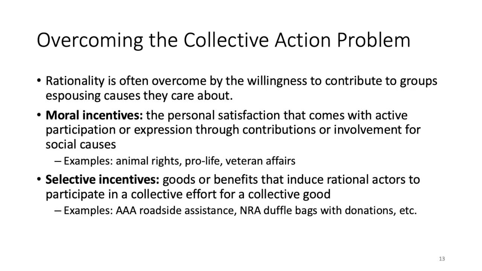Okay. Another way that groups get people to overcome the collective action problem is through selective incentives. So these are goods or benefits: hey, if you join our coalition of those who are in favor of this interest, if you join our interest group, we will provide you with reasons to do that. AAA, for example, provides roadside assistance. So some people join AAA having no idea they're even an interest group. Some organizations offer things with donations. The NRA provides duffel bags if you donate a certain amount, or they did one time. Sometimes it's little pins, but little incentives to get people to participate.